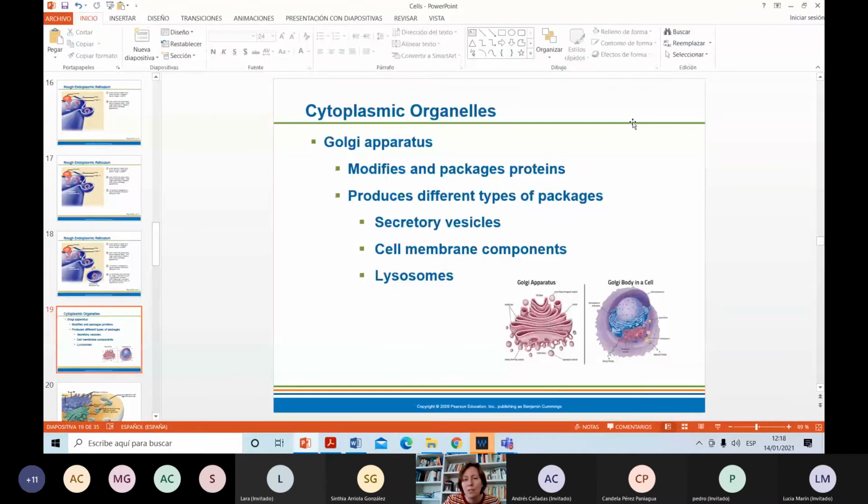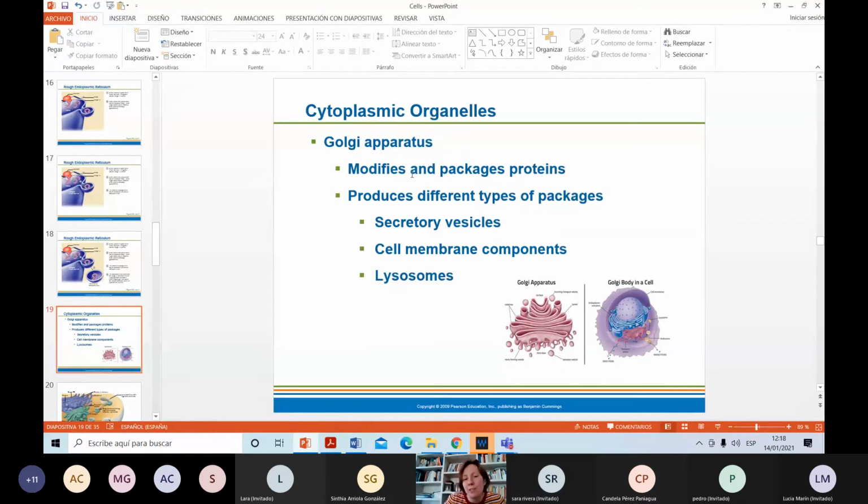What is the mission of the Golgi apparatus, Golgi body? I don't know. Modifies and packages proteins.